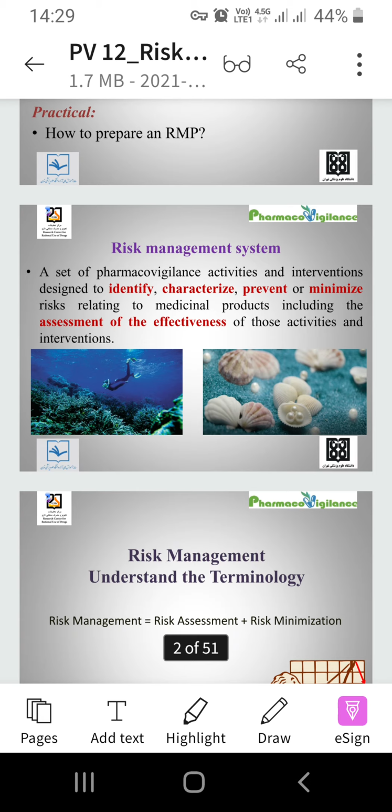Okay, what is the risk management system? It's a set of pharmacovigilance activities and interventions designed to identify, characterize, prevent, or minimize the risk relating to medicinal products, including the assessment of the effectiveness of those activities and interventions. All of these will be a risk management system.